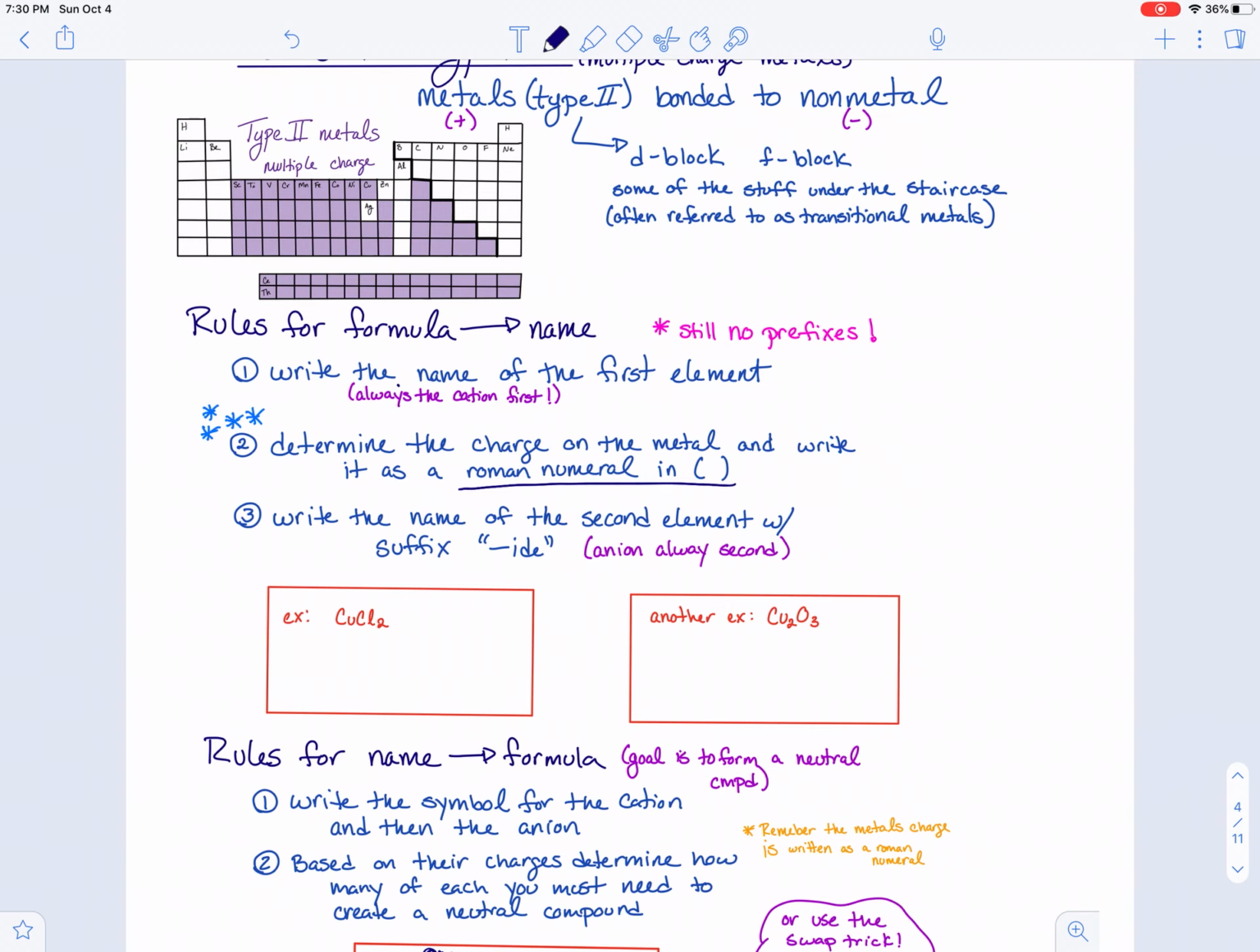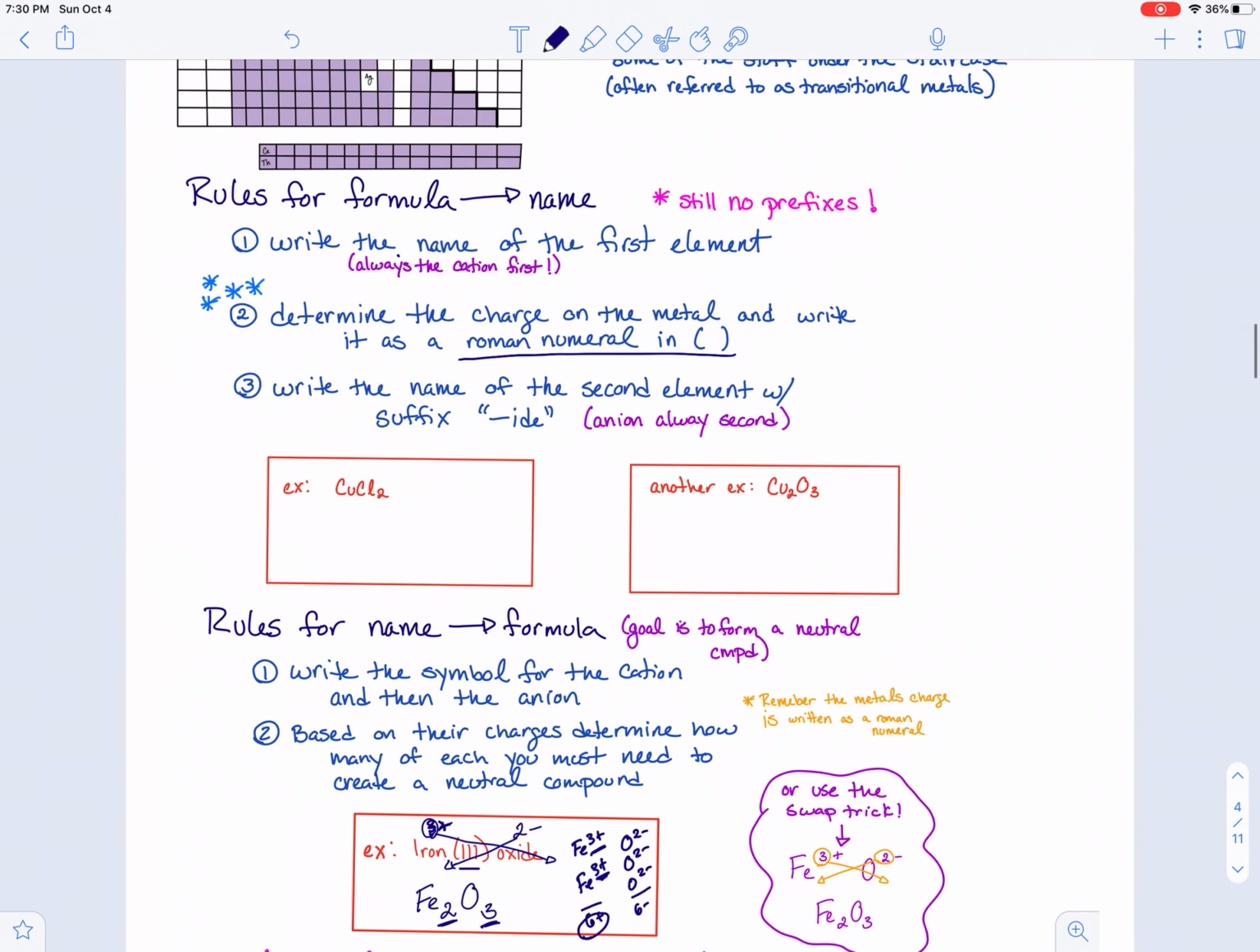So actually what I like to do is write the two names first. So if I'm looking at this one, I already know it's going to be copper and chloride. So I'm going to write copper, and then there is going to be a Roman numeral in here, and then it's going to be chloride.